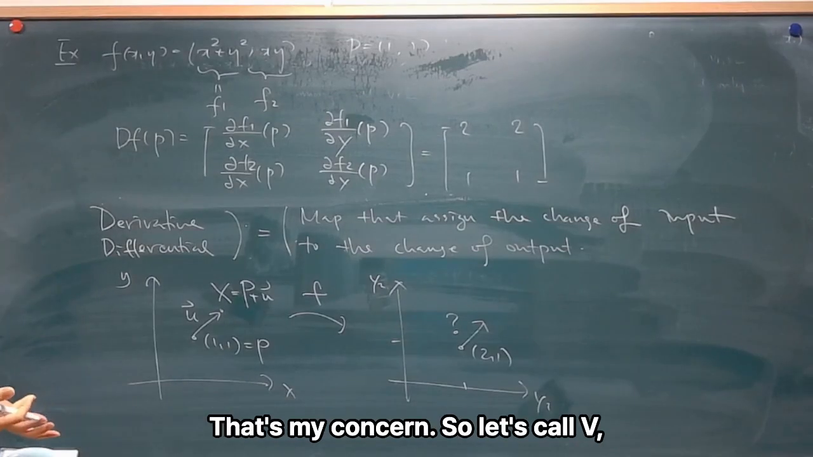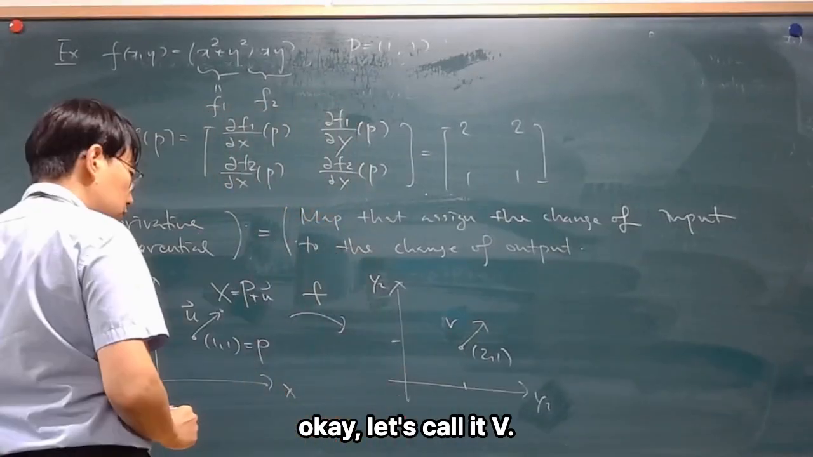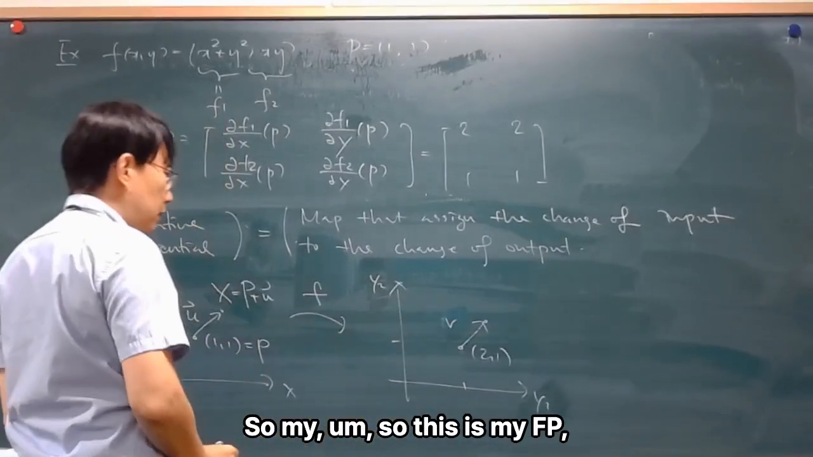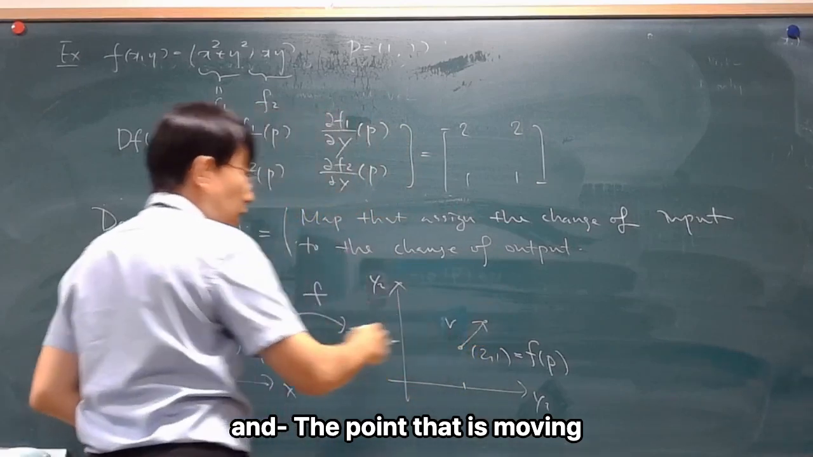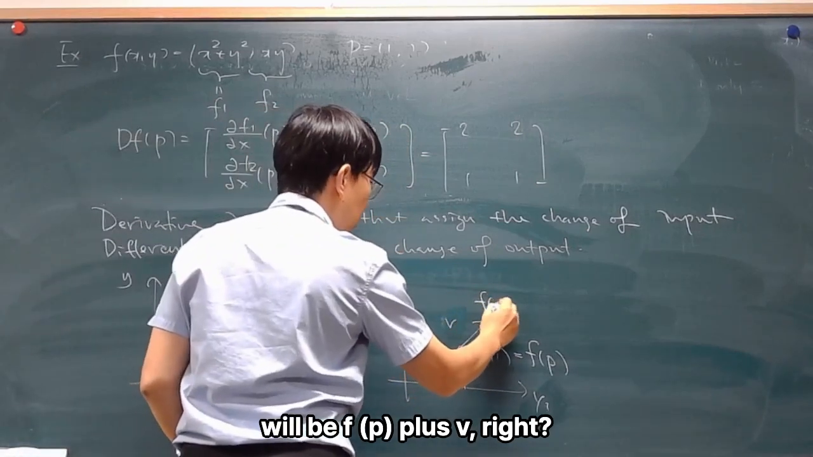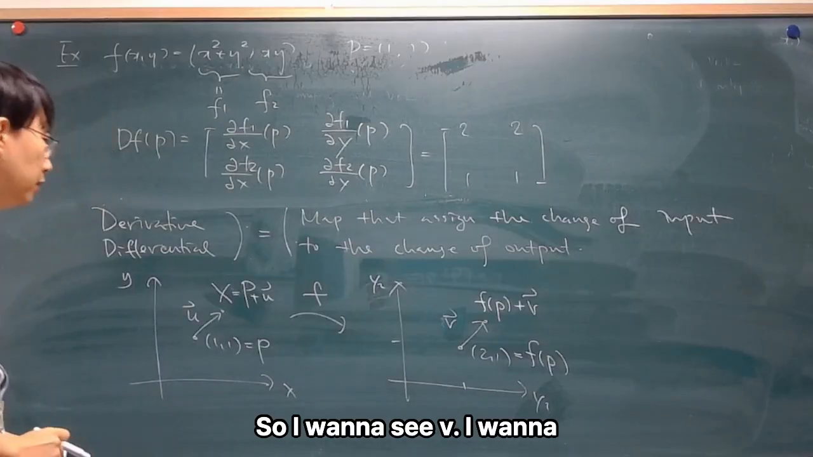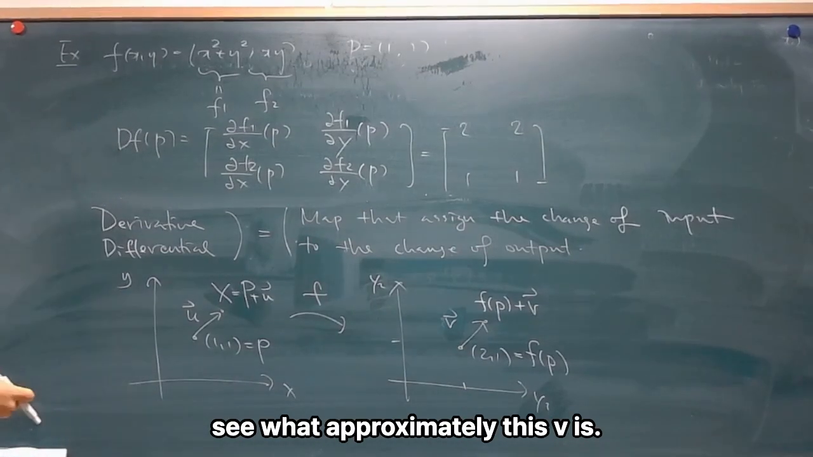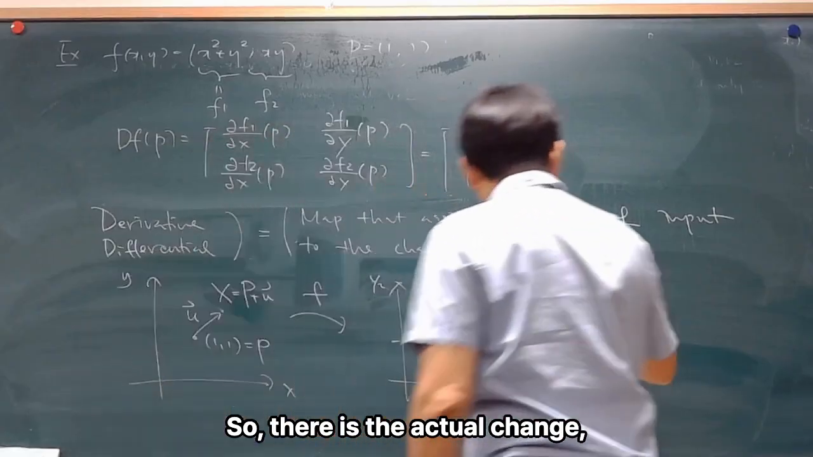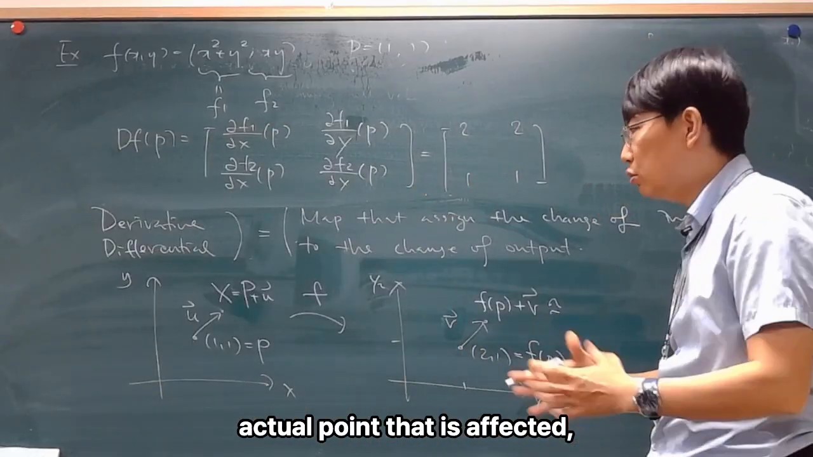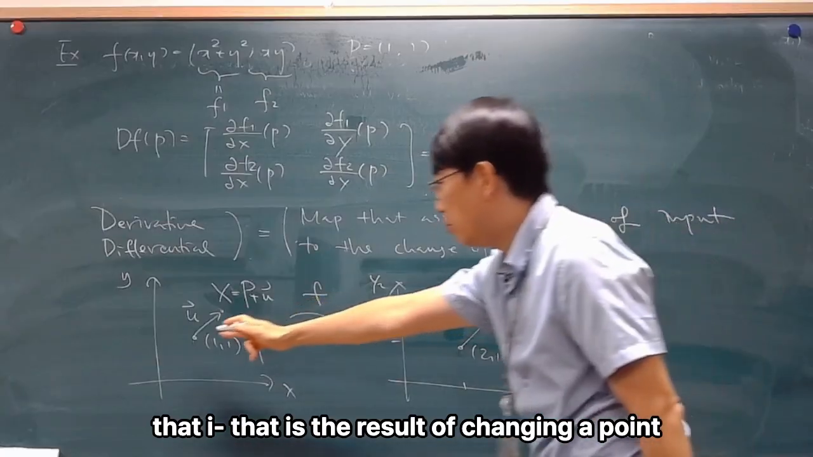That's my concern. Let's call it v. So this is my f(P), and the point that is moving will be f(P) plus v. I want to see what approximately this v is. There is the actual change, the actual point that is affected, which is the result of changing the point P.